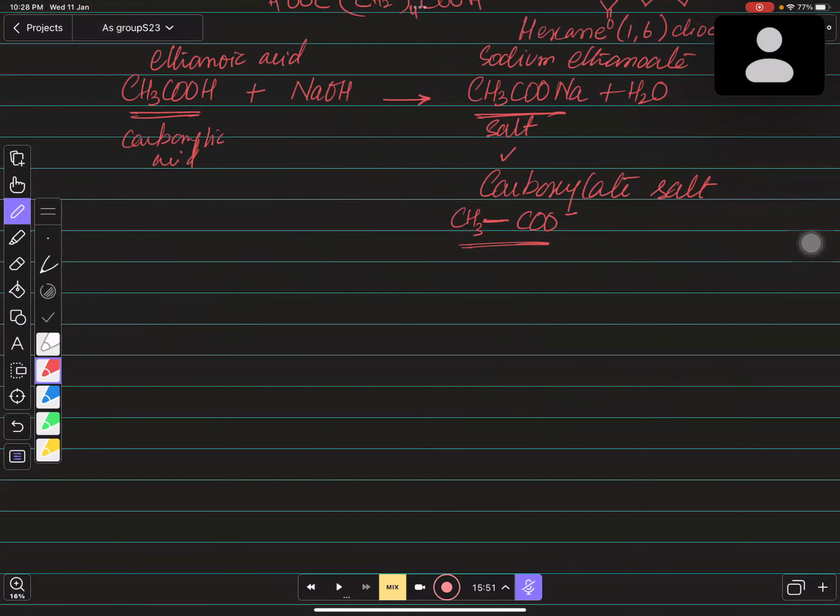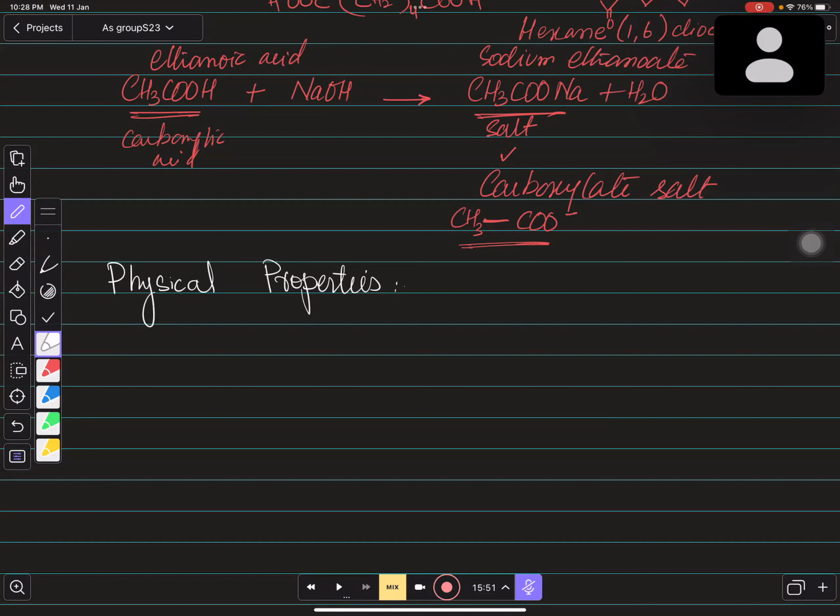Let's move on. We are now talking about the physical properties of carboxylic acids. Carboxylic acids have higher melting and boiling points than alcohols. If you compare the melting and boiling points of alcohols and carboxylic acids, definitely those of carboxylic acids are higher with the same molecular mass, right?